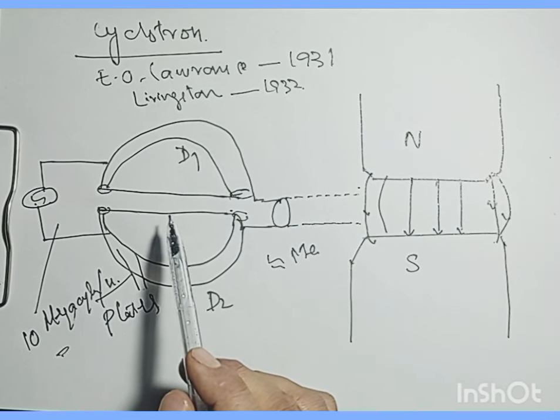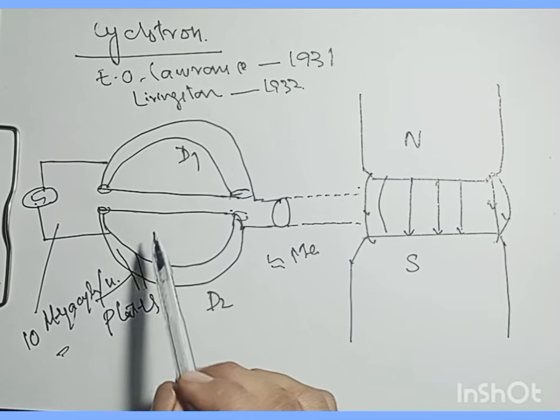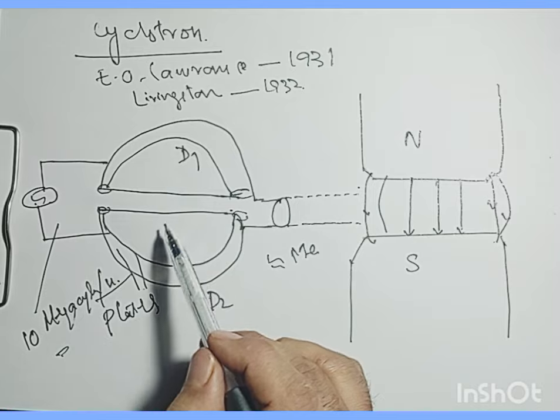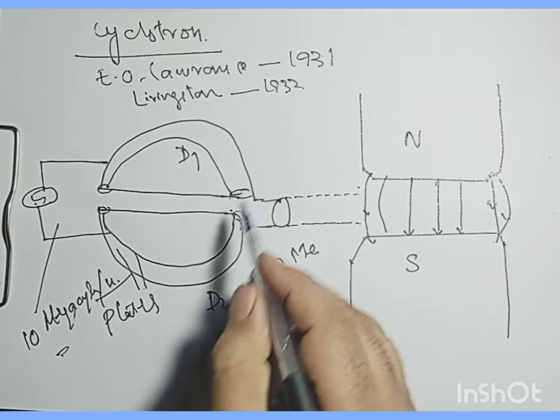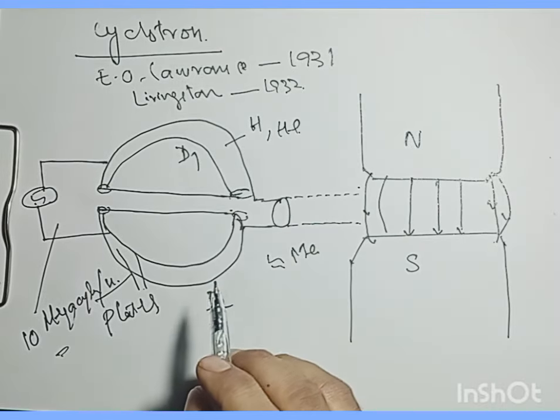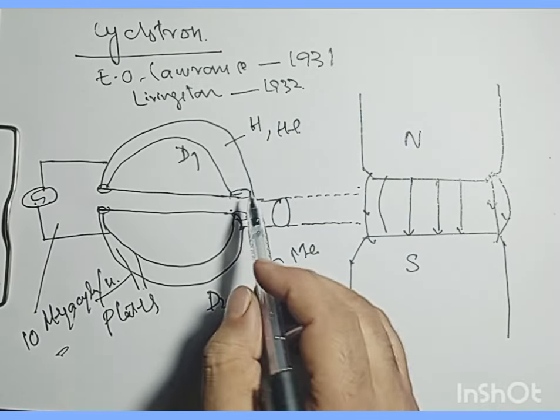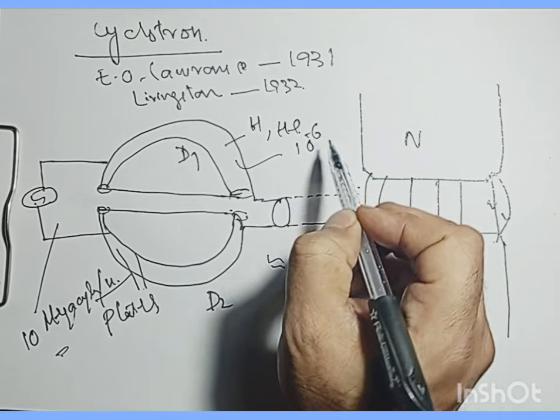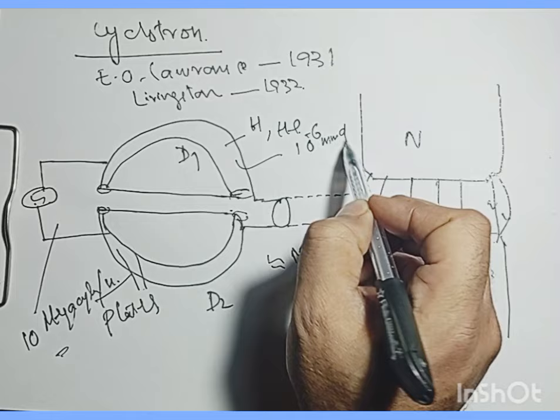Now these Ds are surrounded by closed vessels. These closed vessels contain hydrogen gas or helium gas. And the pressure inside is very low. It's of the order of 10 to the power of minus 6 mm of mercury.